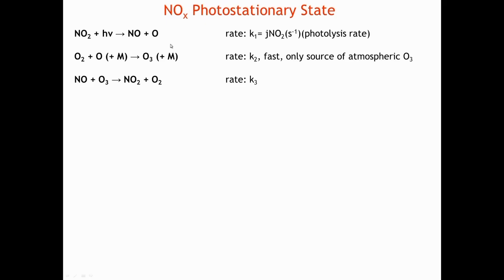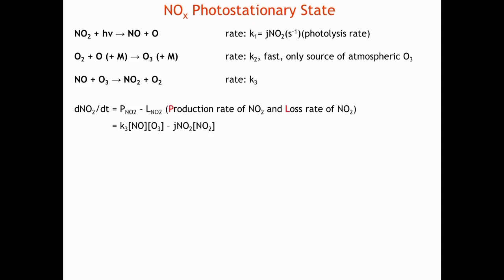And it's dependent upon the light, photostationary. So it's dependent upon this rate constant, which is a photolysis rate. If this changes, what happens? So if it gets brighter, if the sun comes out, what happens? So there's more NO and there's less NO2, because this reactant in the first reaction has changed.